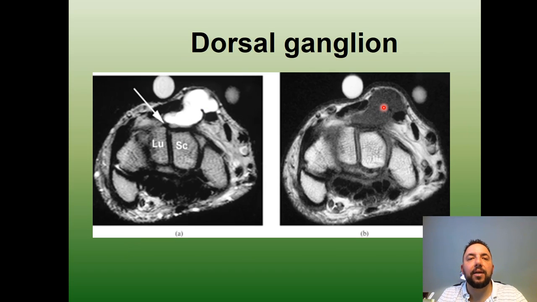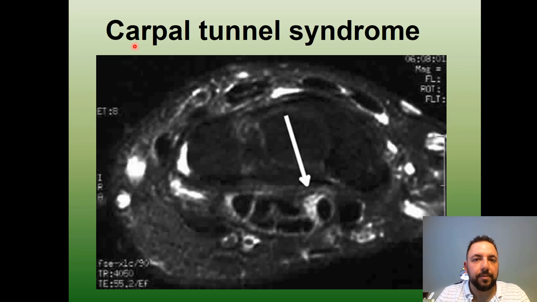Scapholunate ligament tears, dorsal ganglion. You know, in the old days, how did they used to fix these ganglion cysts? They would actually put the patient's hand down on a nice table, take a big book, a tome, and slam it on top of the back of the wrist, and that was the old school way of fixing dorsal ganglion. I don't think they do that much anymore.